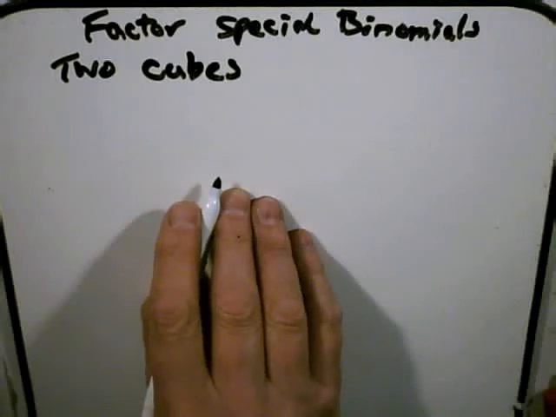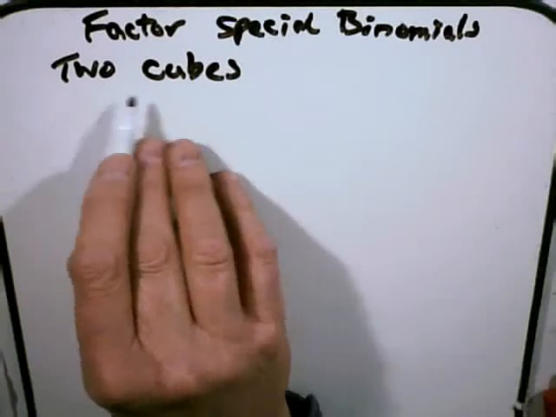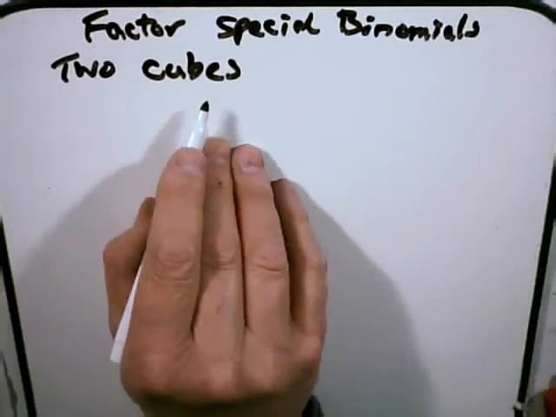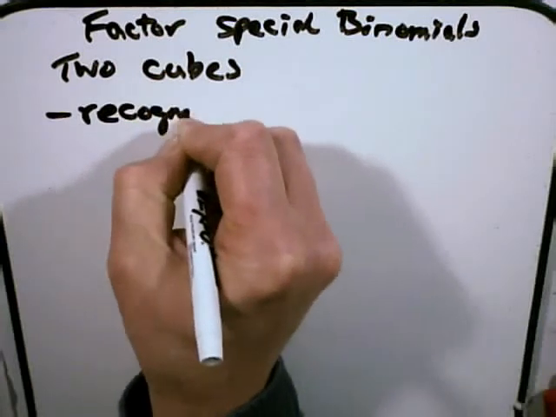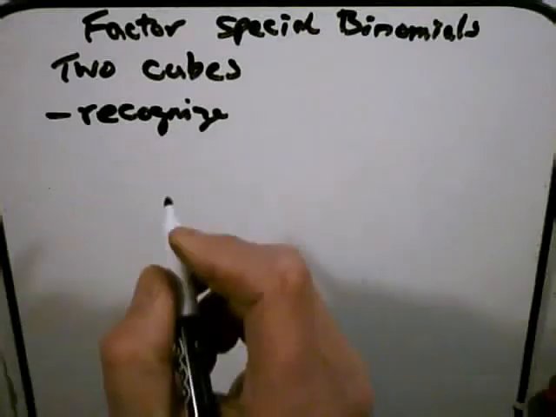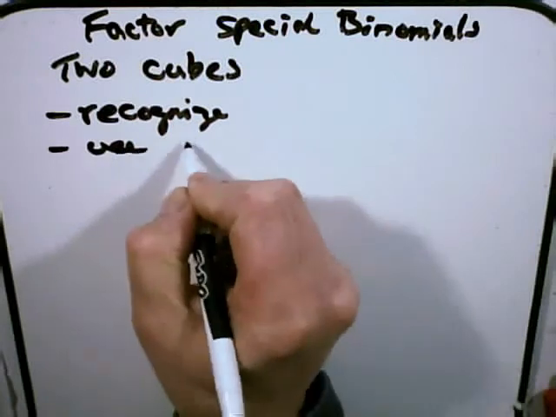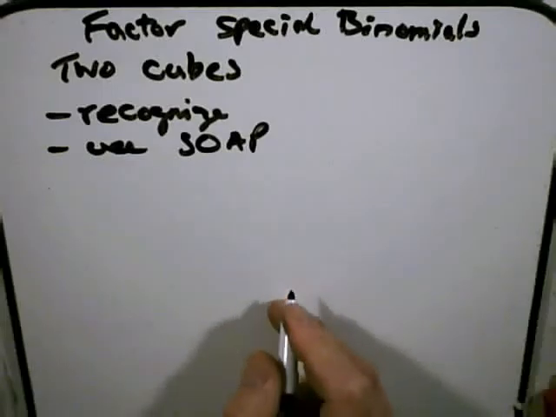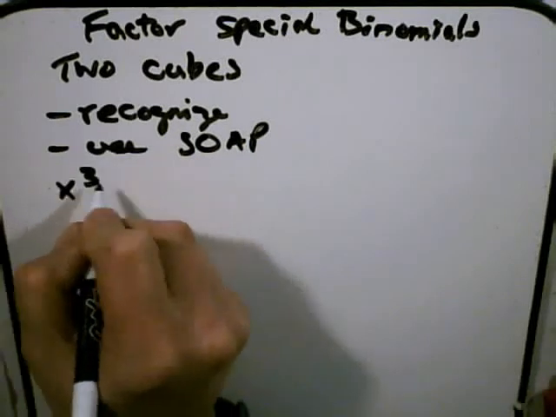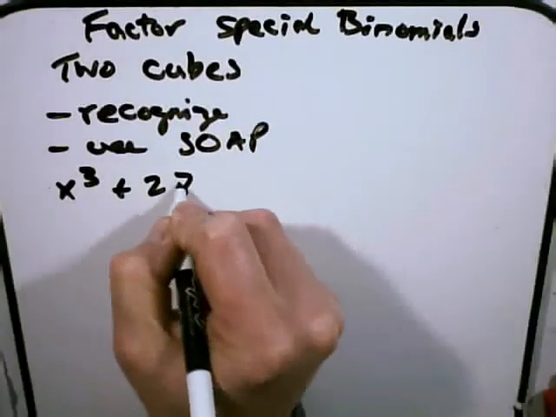So in section 6.5, we're factoring special binomials. In this example, we'll be looking at the sum or differences of two cubes. Now, what we have to do is recognize that we're in that situation, and then we're going to use a thing called SOAP. Okay, so let's play with that a little bit. Here's the example: x cubed plus 27.